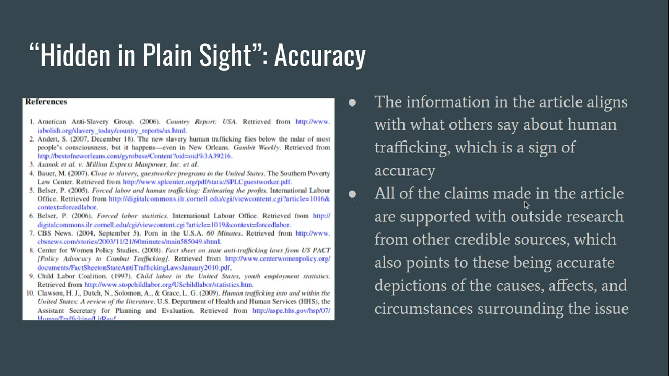Also, all of the claims that are made in the article are supported. They're always supported with outside research from other credible sources, and that's also another sign of accuracy, right? So my information here, my evidence, would be the references that are used. And if you look at the article itself, there are pages and pages of references. I think they had over 60 listed. So it's clear that they're not just making up their claims, and it's not just their opinion, but they're drawing on other experts, which is a good thing.